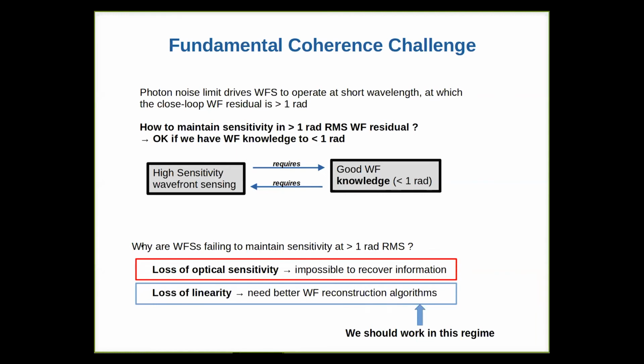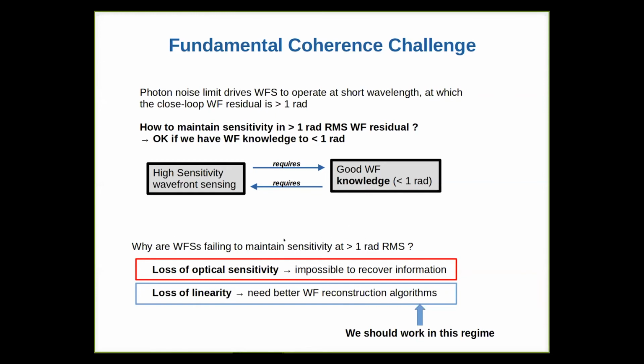So this drives us to explore this question: why are wavefront sensors failing to maintain good sensitivity when the aberration level is more than a radian RMS? If we solve this question, we can actually move our wavefront sensing into a regime of full coherent sensitivity, and also have the flexibility to go to the optimal wavelength. So this is a really essential question to answer.